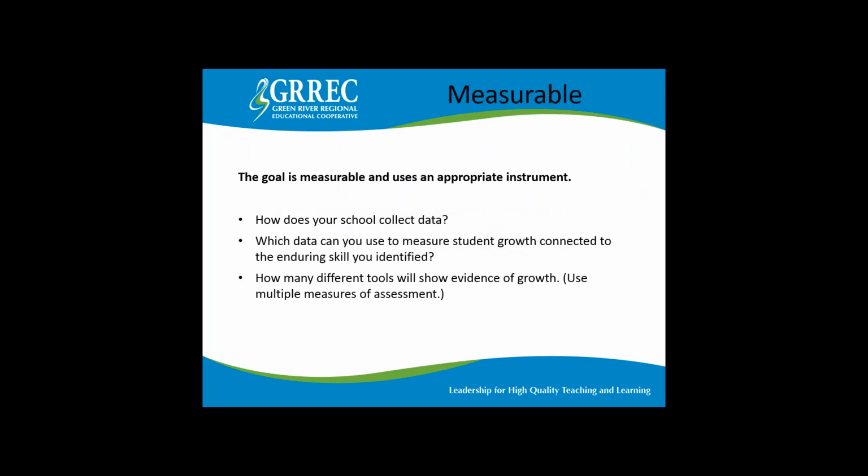Then it must be measurable, and you need an appropriate instrument to actually measure that. So here are some questions to think about as far as making it measurable. Think about how your school already collects data, and then what you could use to measure student growth for that enduring skill that you've identified. Just make sure that you have multiple measures of assessments throughout the year. As far as measuring, best practice would be to develop a rubric to measure your student growth goal, and then you would have these multiple assessments throughout the year to show where the students fall on the rubric as you move throughout the school year.